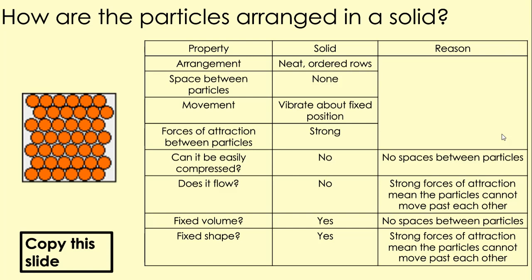So most solids will not flow, and that's because there's strong forces of attraction between the particles. That means that they can't move past each other. A solid will have a fixed volume, and that's because there's no spaces between the particles, so the volume can't get smaller. And because there's strong forces of attraction between them, the volume can't get bigger, because the particles can't move away from each other. And that's the same for the fixed shape. A solid will have a fixed shape because there's strong force of attraction between the particles, which means that they can't move relative to each other.